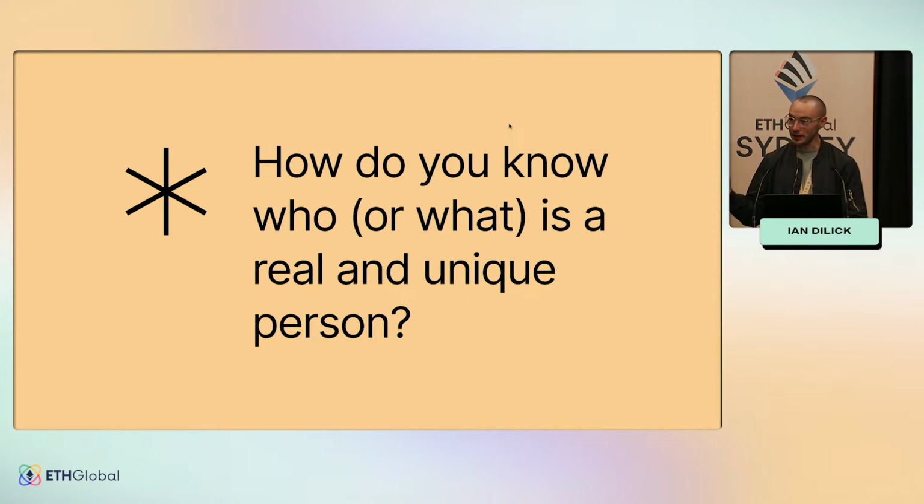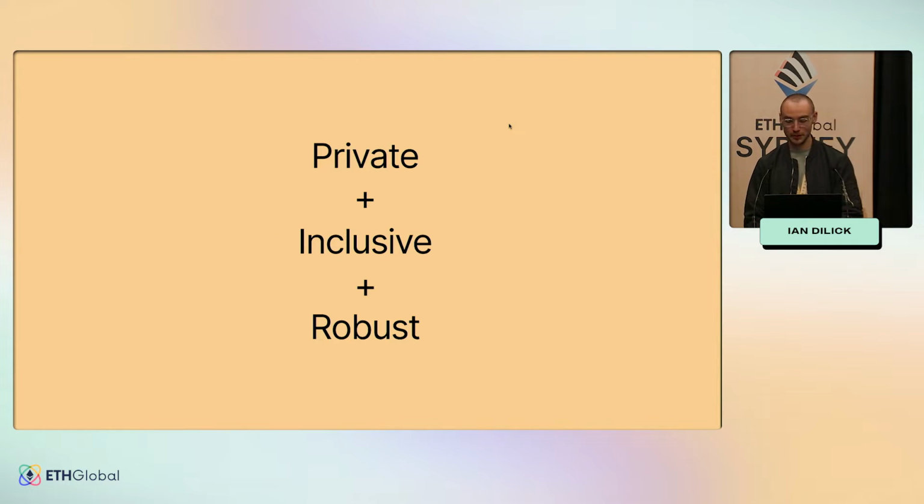This is the big question that World ID is trying to answer. How do you know who or what is a real and unique person? We want to know that you're human, that you're not a bot. Social media's gotten ruined by bots, as I'm sure we all know. And we want to know that you're only doing something one time. Sybil resistance is something that gets talked about a lot in this space, and World ID can help with that as well. World ID has been built to be private, inclusive, and robust.